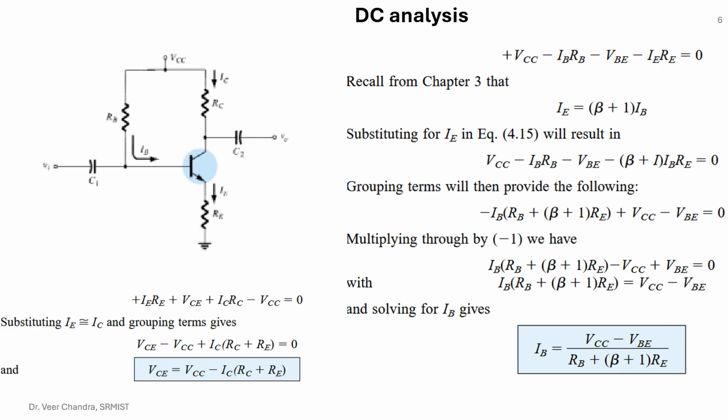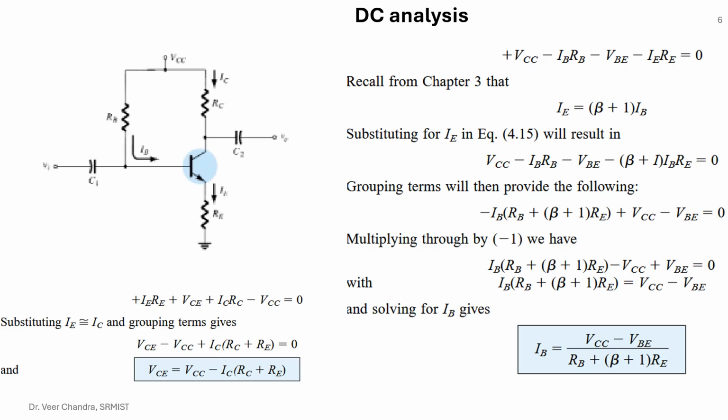You can write KVL: VCC minus IC RC minus VCE minus IE RE is equal to 0. So this is your first equation. Similarly, in the left direction, you can write VCC minus IB RB minus VBE minus IE RE is equal to 0. So there are two equations and two unknowns.